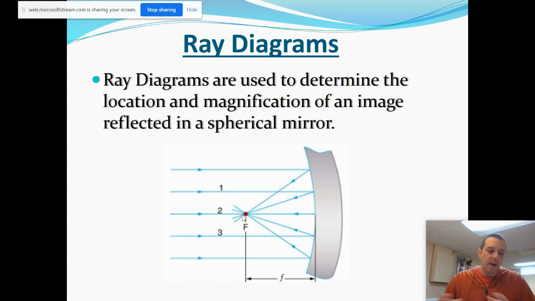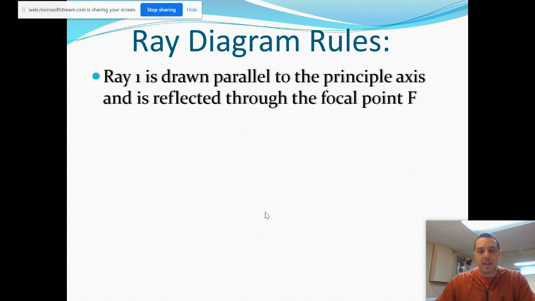I want to talk about how we can use a series of rays drawn to identify where the focal point is. Because if you looked at just one reflection, you wouldn't know where it would be meeting the other reflection. So we have 3 different rays that we're going to talk about, and each one can be used to identify where the focal length or the focal point is on the mirror. So let's talk about this first ray. Ray 1 is drawn parallel to the principal axis and is reflected through the focal point.